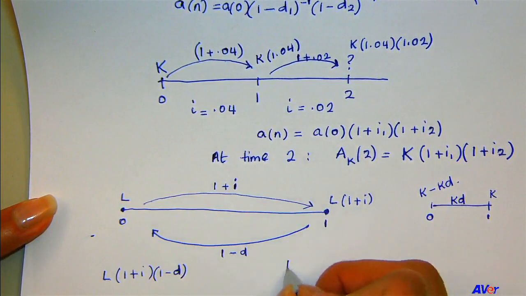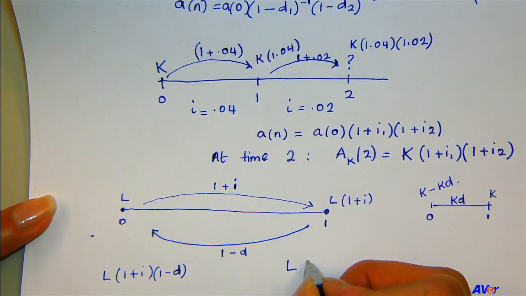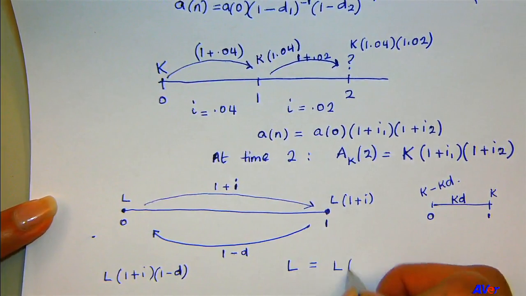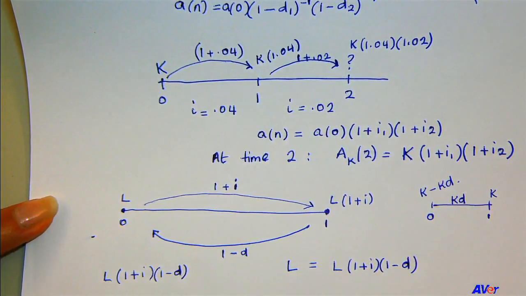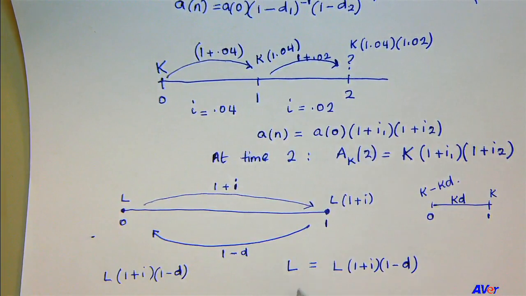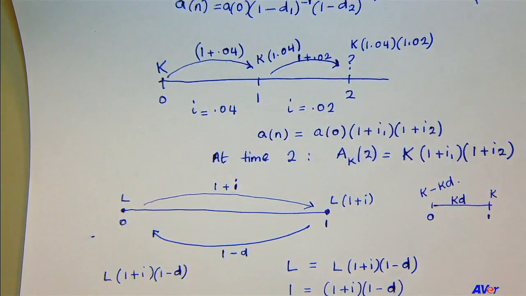So L, we did this last time. I'm just rehashing it. L equals L times (1+I) times (1−D). They have to be equal. Cancel the L's, so you have this relationship that says 1 equals (1+I)(1−D). So it's saying I and D are not equal, but they are equivalent, meaning that for every I, there will be an equivalent D, and vice versa.